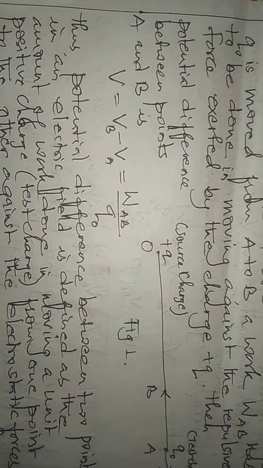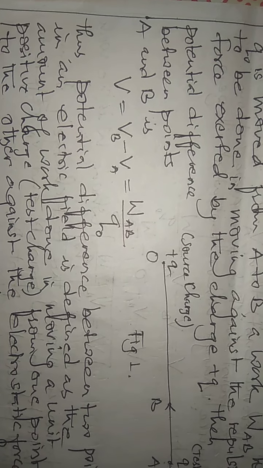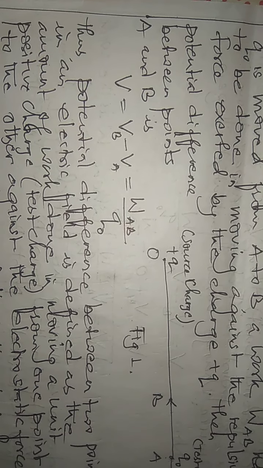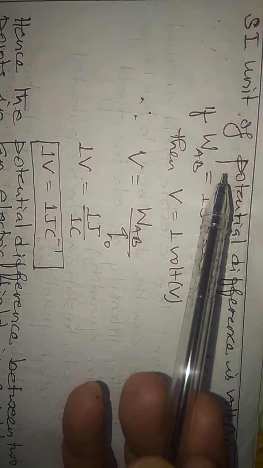Now this potential difference can be measured. It is a measurable quantity. In order to measure potential difference, we require a unit. So now we'll discuss the SI unit of potential difference. The SI unit of potential difference can be expressed by the same relation, V equals W_AB by q naught. The SI unit of potential can be expressed in terms of the SI unit of work done and the SI unit of charge. You know the SI unit of work done is joule, and the SI unit of charge is coulomb. Then the SI unit of potential difference is called volt. So remember, the potential difference SI unit is volt, V-O-L-T.